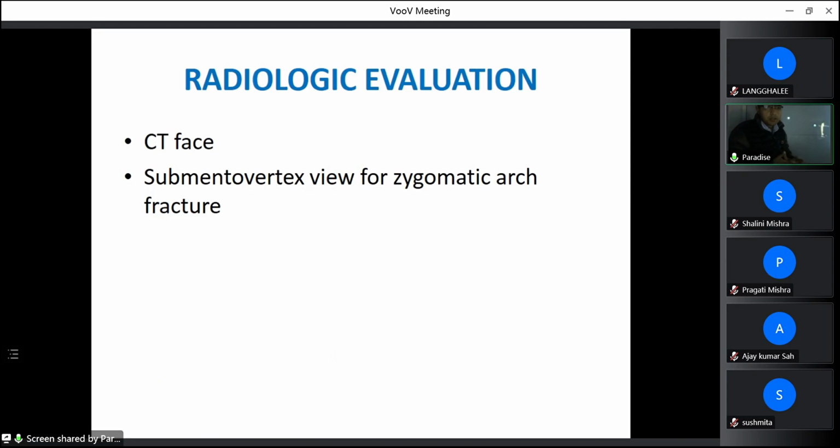Another important question is, there is something called submental vertex view for the zygomatic arch. It is done for zygomatic arch fracture. It is also known as zygomatic jug handle view. Okay, it is only done for zygomatic arch fracture. If you suspect there is zygomatic arch fracture, then you can go for submental vertex view. It is a plain radiograph, and most of the time they have asked this question: which plain radiograph is preferred in case of zygomatic arch fracture? It is submental vertex view. It is also known as jug handle view. It is indicated if you suspect there is zygomatic arch fracture.